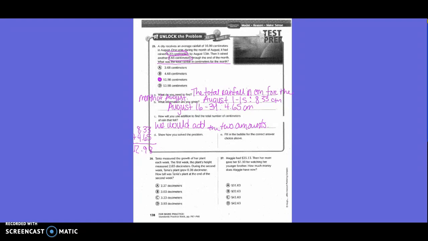Tanya measured the growth of her plant each week. The first week, the plant's height measured 2.65 decimeters. During the second week, Tanya's plant grew 3.00 decimeters. How tall was Tanya's plant at the end of the second week? So we're going to circle 2.65 decimeters, 3.00 decimeters, and then underline how tall was Tanya's plant at the end of the second week. We showed our work and we added 2.65 plus 3.00, and we got 5.65, so we filled in letter B.